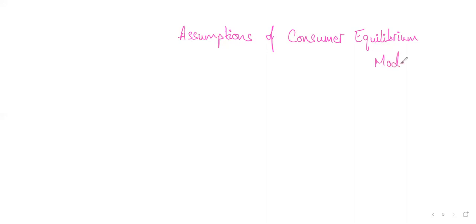The first assumption is, obviously, more than an assumption, it is a fact: consumers have limited income. Whatever that income is, could be more or less, that's a different thing, but consumers have limited income. As you can see for yourself or other people around you, everyone has limited income from whatever source of income they're earning from.